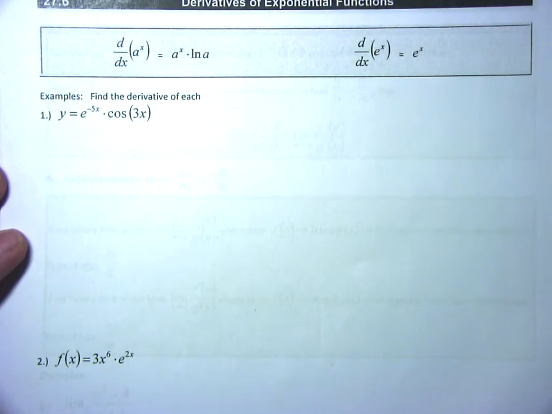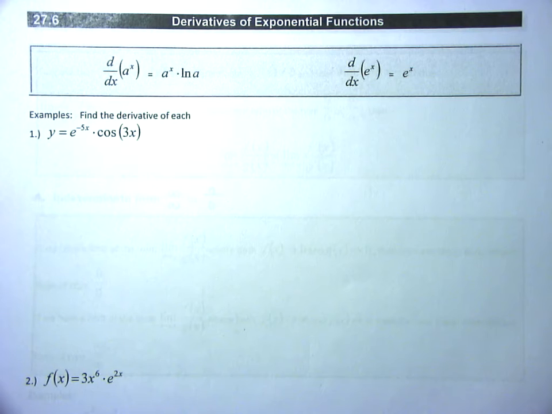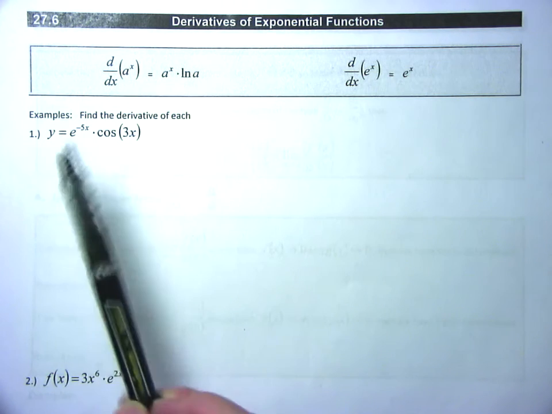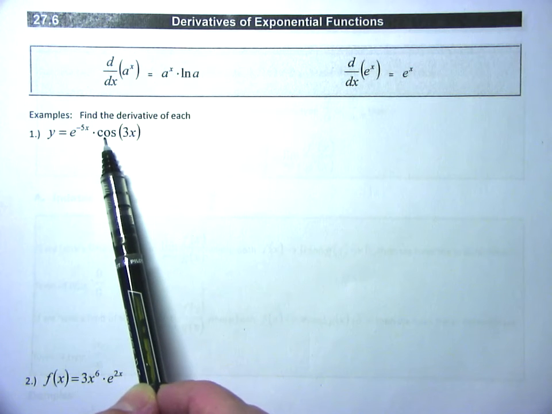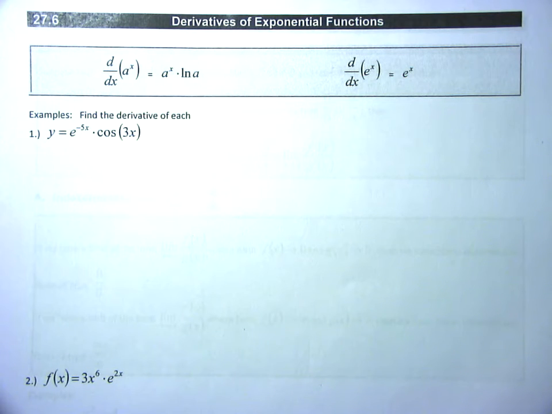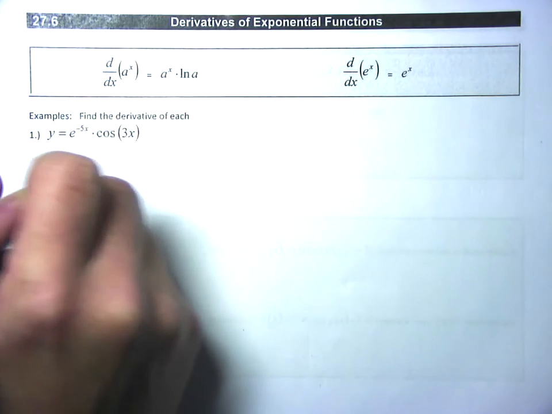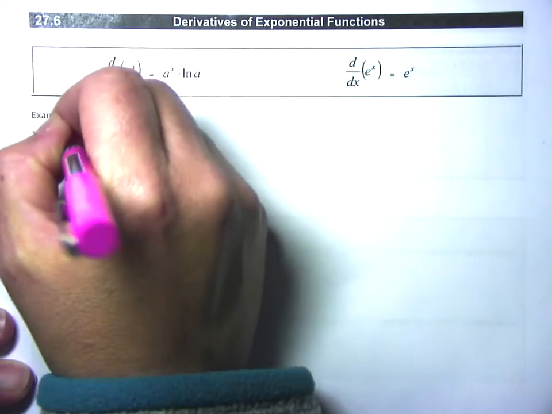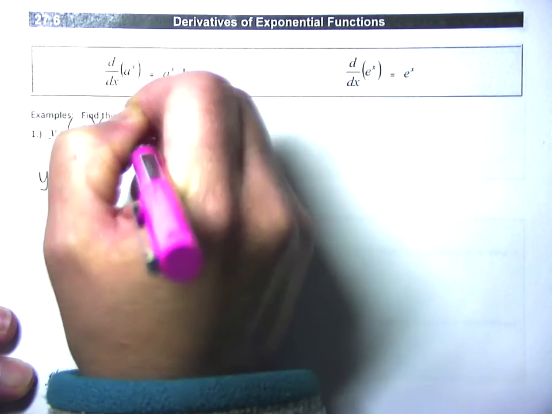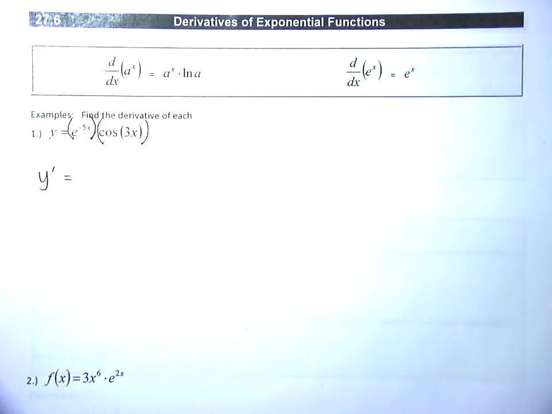All right, so let's see if we can use these rules of finding derivatives of exponentials to give the derivative of y equals e raised to the power negative 5x times cosine of 3x. I'm going to need to use both the product rule and the chain rule for this example. So y prime is equal to, let's start by finding the derivative just of the first. Let's separate these guys, the first and the second.